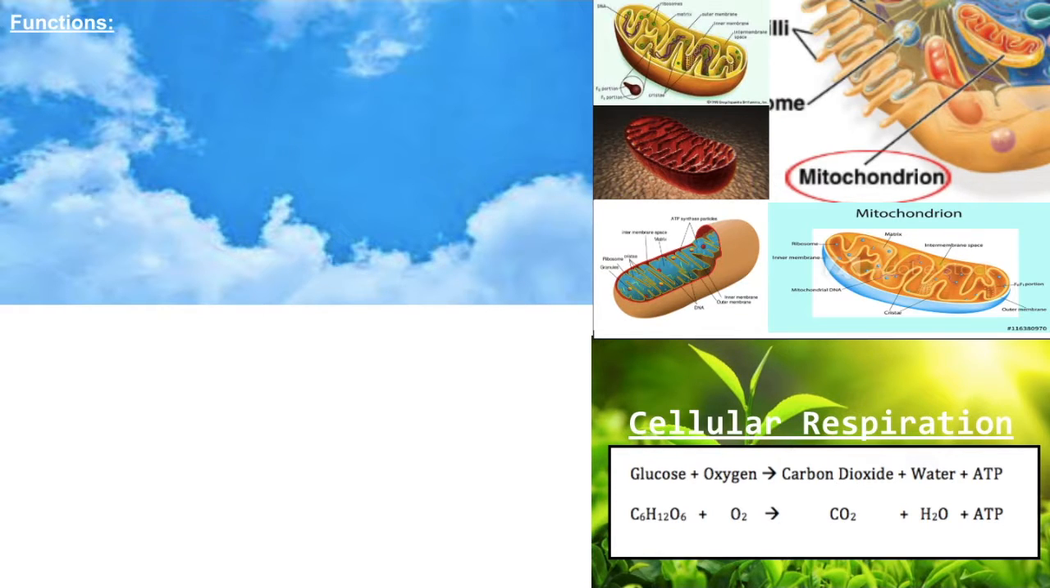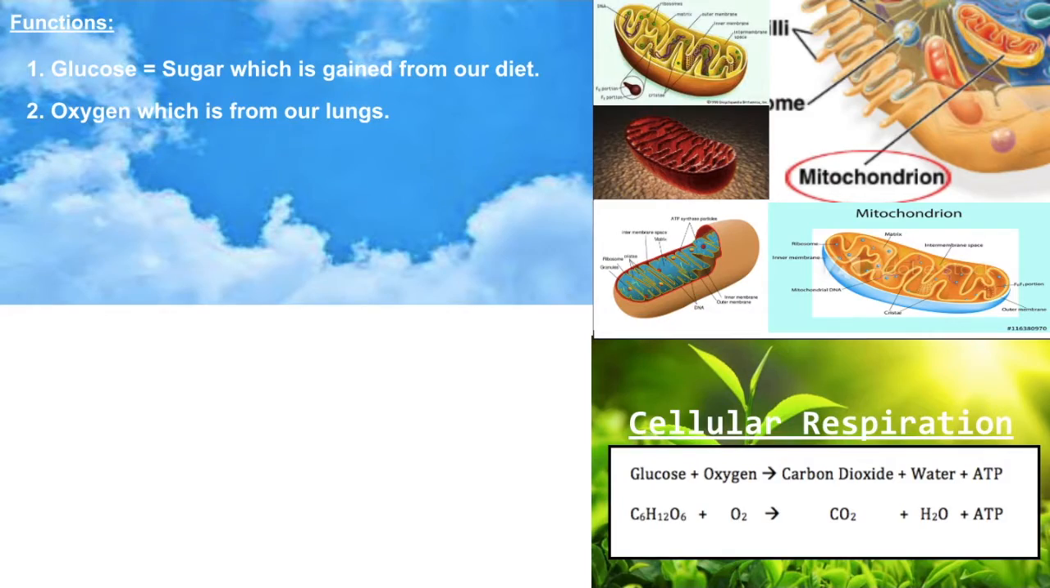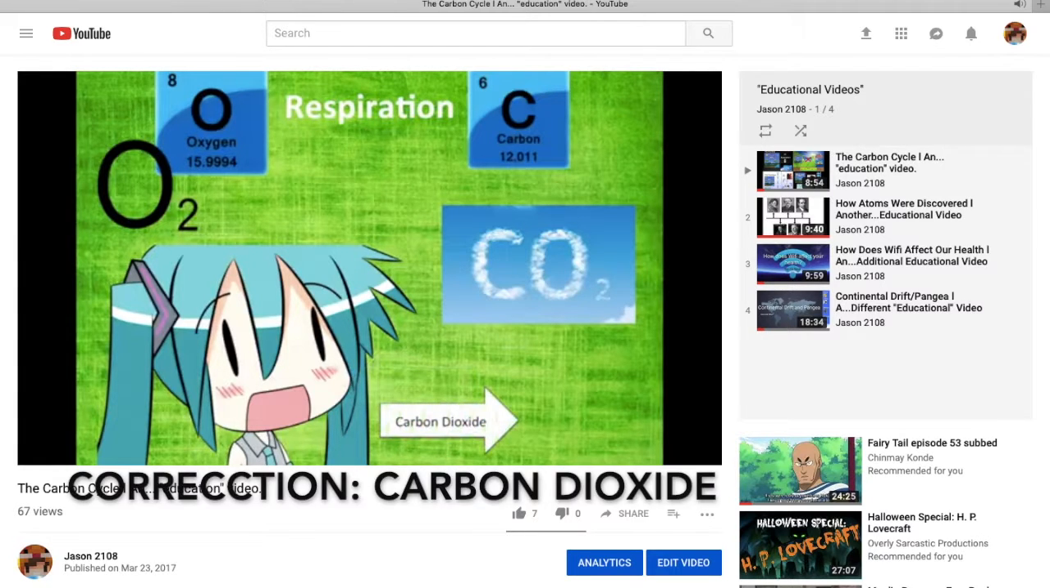Let me take you through exactly what the mitochondria does. So the formula starts with glucose, which is basically sugar that we get from our diet. And then there's oxygen, which we get from our lungs, from our breathing. Whoa. Nah, I never knew that. So the mitochondria's function basically takes glucose and oxygen and turns them into three things. There's carbon dioxide, as I explained in my carbon cycle video, humans breathe in oxygen and breathe out carbon dioxide.